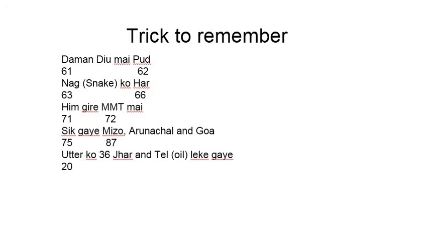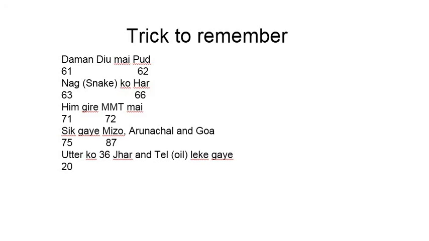Then हमारा आता है उत्तर प्रदेश को 36, छत्तीसगढ़, झारखंड, झार and तेल, that means oil, तेलंगाना, लेके गए, that is उत्तराखंड 2000, छत्तीसगढ़ 36, Jharkhand, Telangana 2014. So you can remember like this.